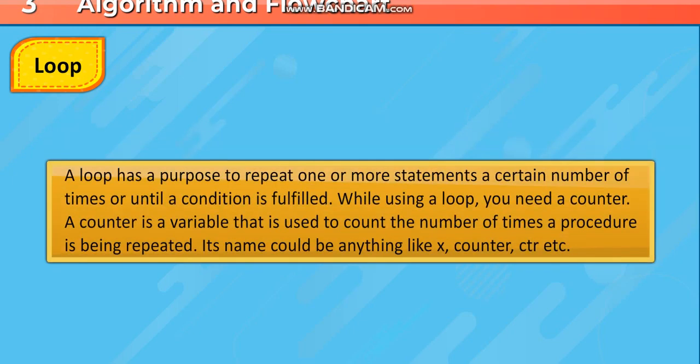Loop. A loop has a purpose to repeat one or more statements a certain number of times or until a condition is fulfilled. While using a loop, you need a counter. A counter is a variable that is used to count the number of times a procedure is being repeated. Its name could be anything like x, counter, ctr, etc.